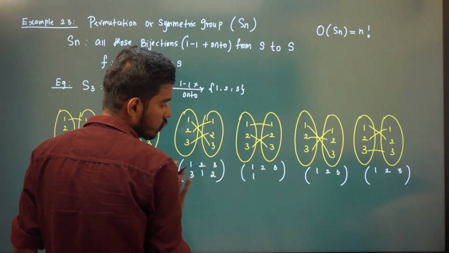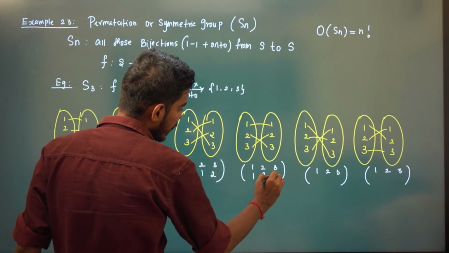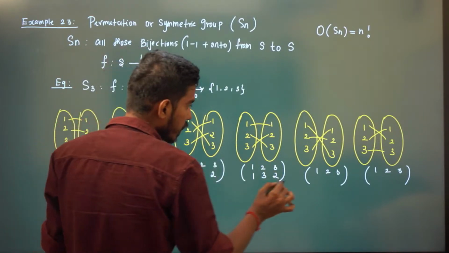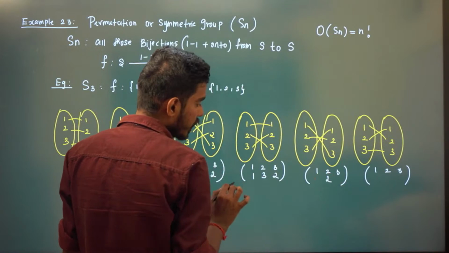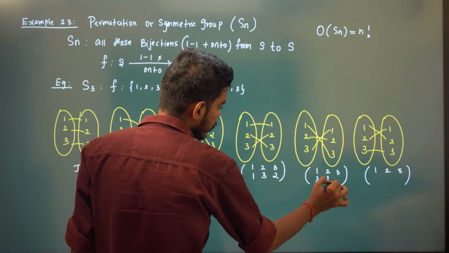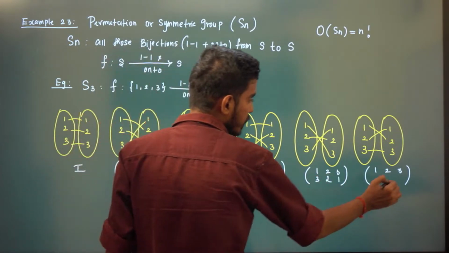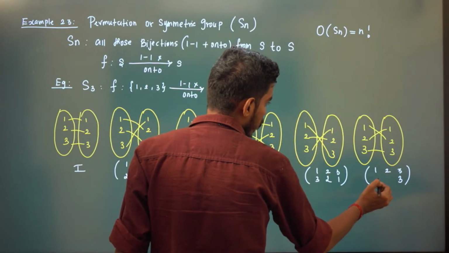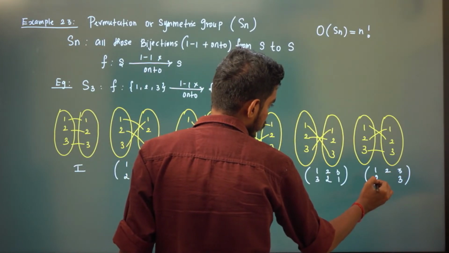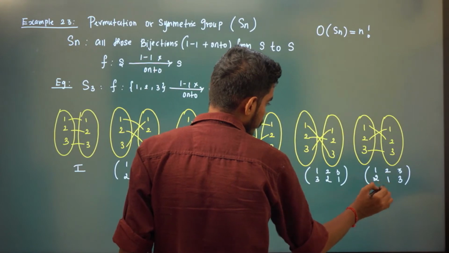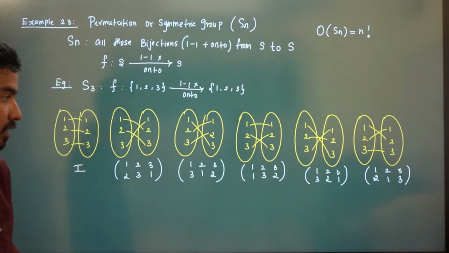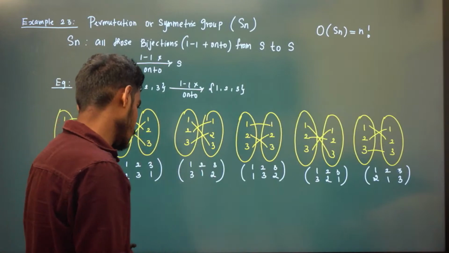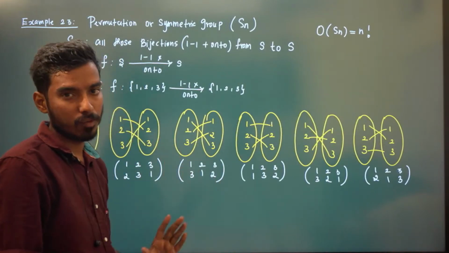Okay, 1 is fixed, that is 1 is going to 1. 2 goes to 3, 3 goes to 2. Here 2 is fixed. 1 goes to 3, 3 goes to 1. Here 3 is fixed. 1 goes to 2, 2 goes to 1. Is it clear? This is the representation of permutation.